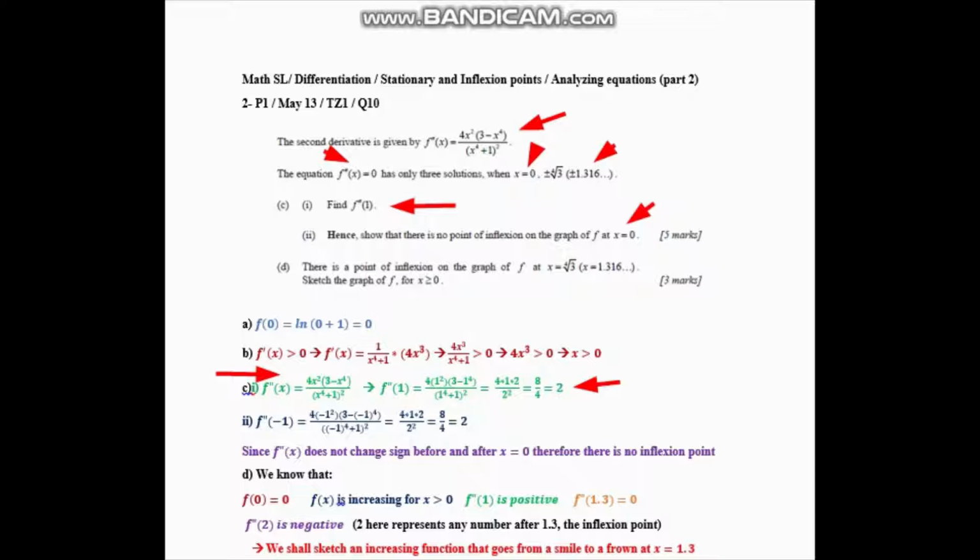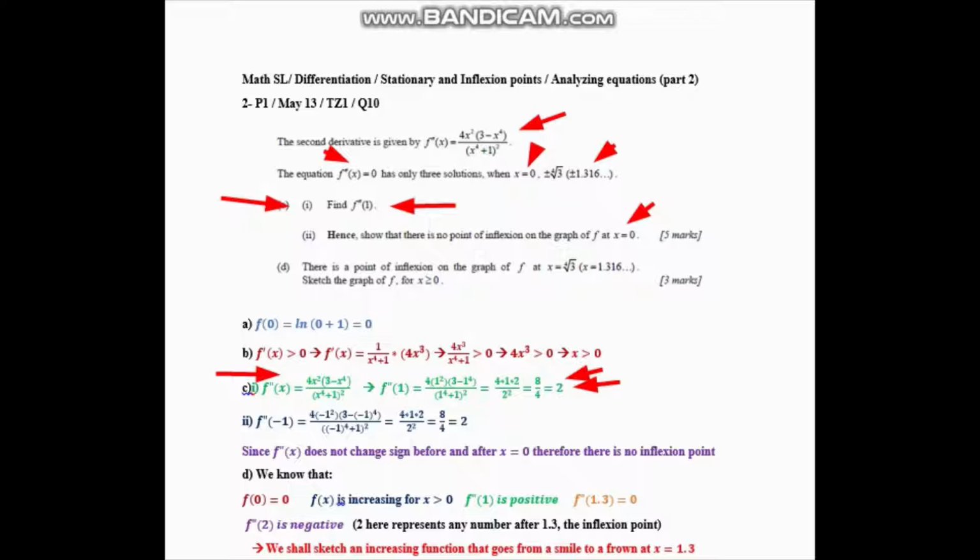However, in order to make sure that I have an inflection point at each of these 3 points, I have to determine the sign before and after. So I'm going to determine the sign before and after x equals 0. I've already obtained f double dash of 1, so I know what the case is after x equals 0. The case is positive, as we have here.